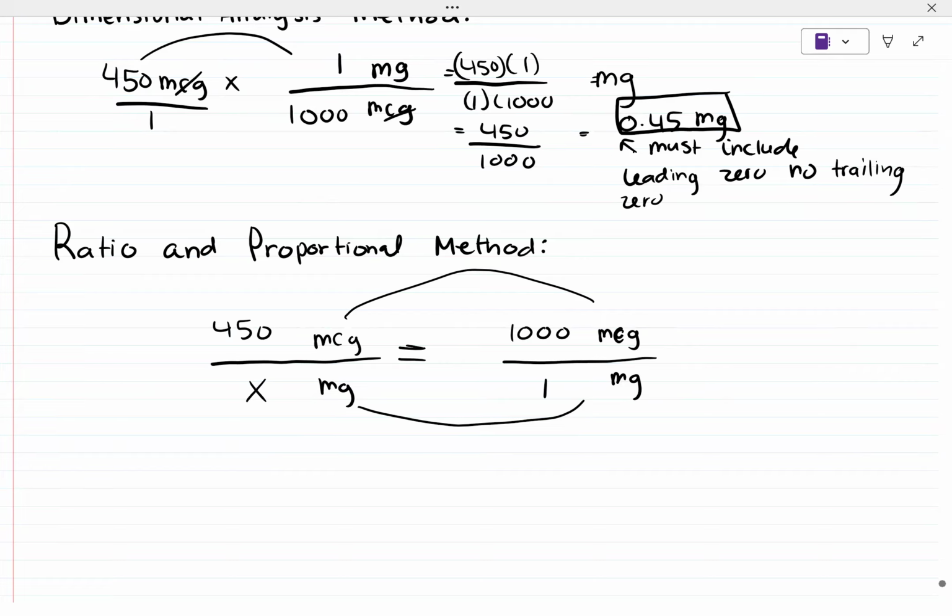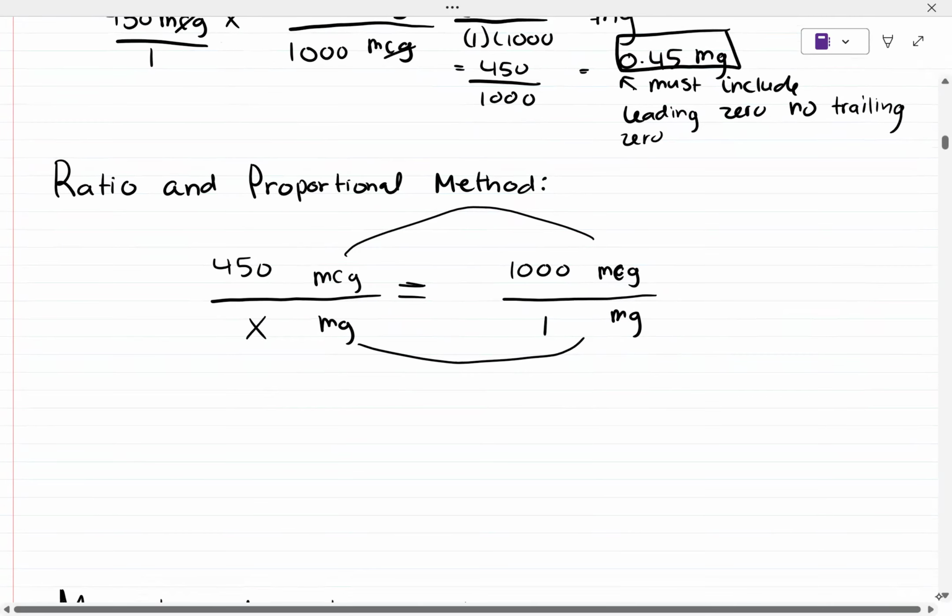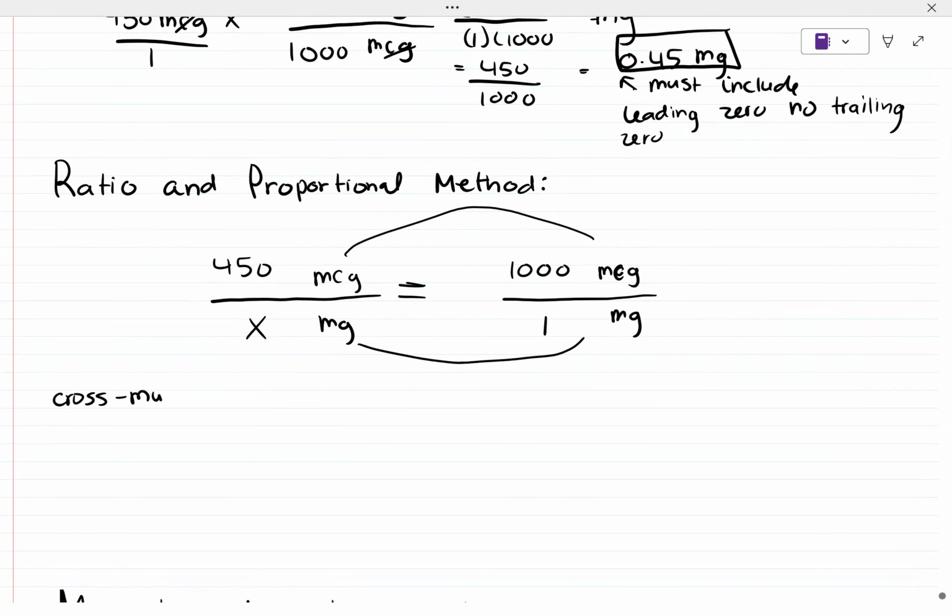Okay, go ahead and do step two, cross multiply. So it's going to be x times 1,000. So it's 1,000x equals, and then what's 1 times 450? 450. Divide this by 1,000.